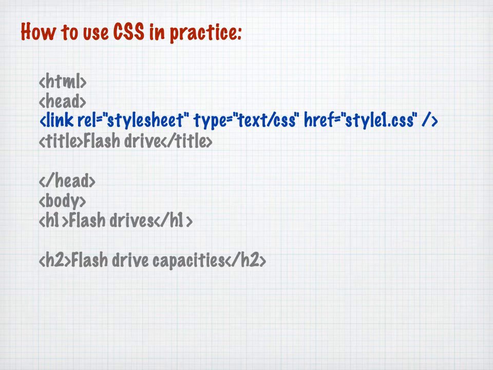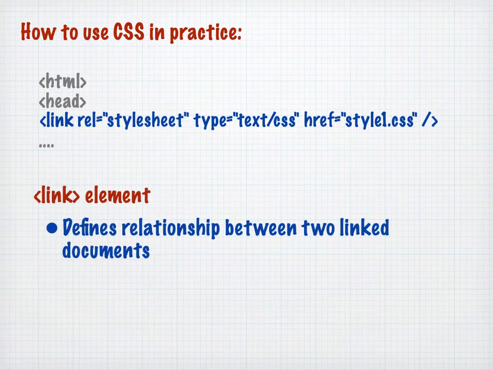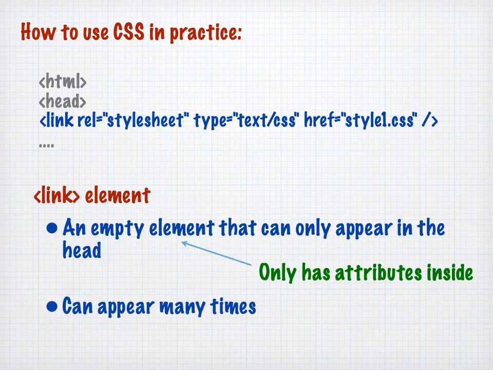Now, in these simple examples, always keep the style file and the HTML file in the same folder or the same location. It just makes life easier. So what does the link element do? Well, it defines a relationship between our two documents, between the HTML page and the CSS page. It's an empty element because it doesn't have a distinct closing tag. And link is actually used for a variety of different things, so it can appear many times. Obviously here we're just going to be using it to create a link between the HTML page and the CSS page.